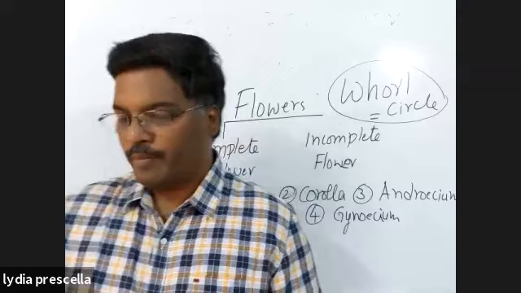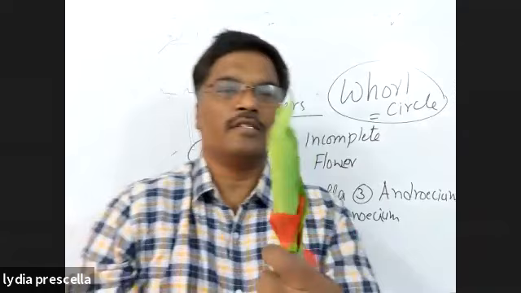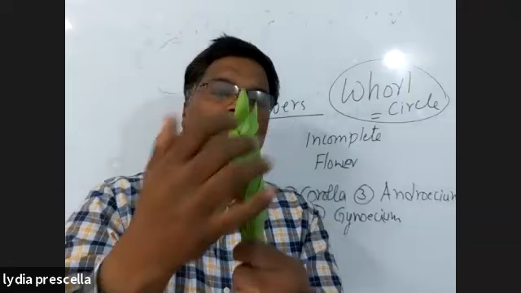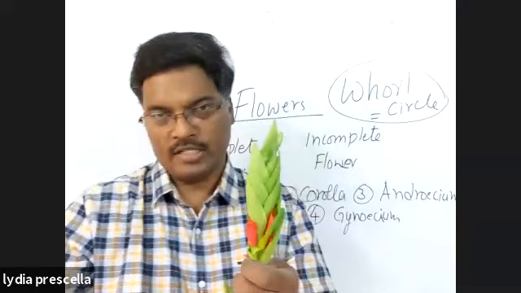See, in the bud stage, for example, this is the bud stage. See, this is an artificial flower. This is the bud stage. Flower is inside and the sepals are covering the flower and protecting the flower. So what is the function of sepals? The function of sepal is it protects the flower in the bud stage. This is the first whorl, calyx.